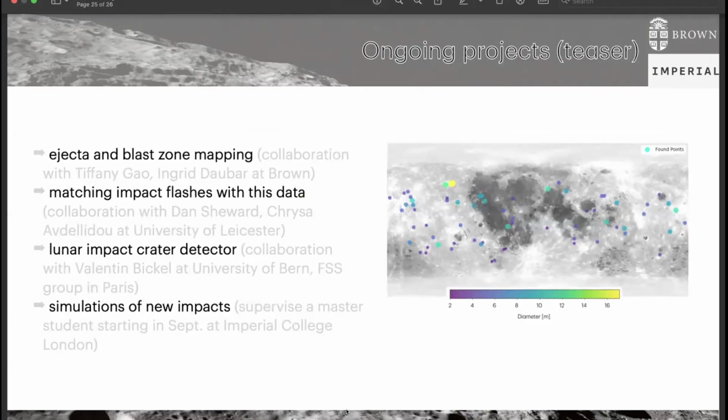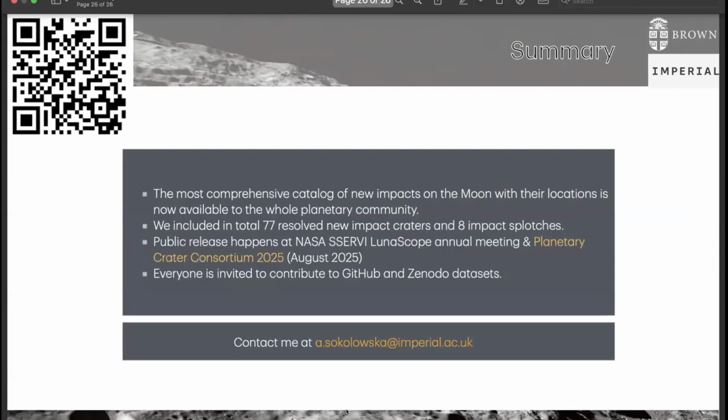What we are doing with the data at the moment is studying the environmental effects of impacts. That's ejecta, and this kind of blast zone mapping of these craters is ongoing. That's work with Brown. We're trying to match impact flashes with this data in preparation for the Lumio mission with people in Leicester. We're training a lunar impact crater machine learning detector. That's the collaboration with people in Bern and Paris, and I'm getting a master's student who will start doing ISO simulations of new impacts. Everything else, in terms of topics, is up for grabs.